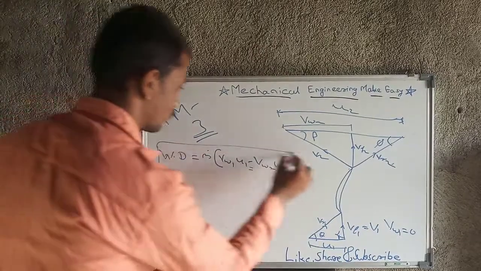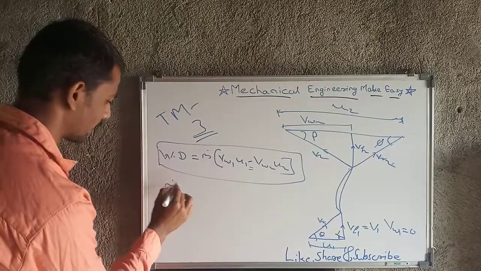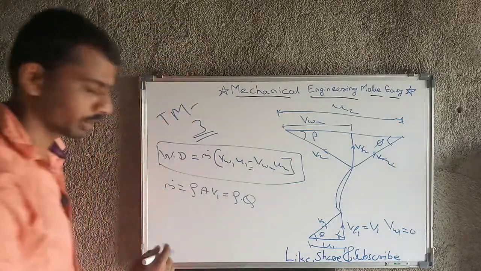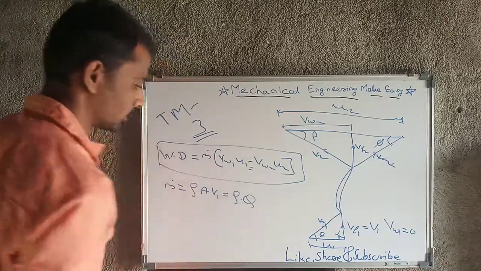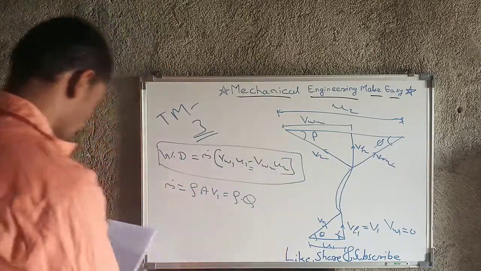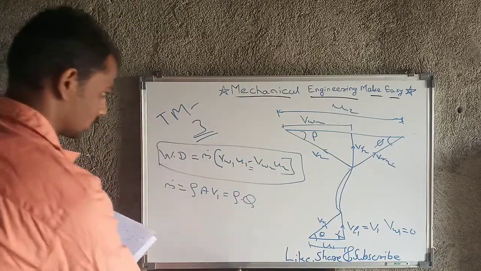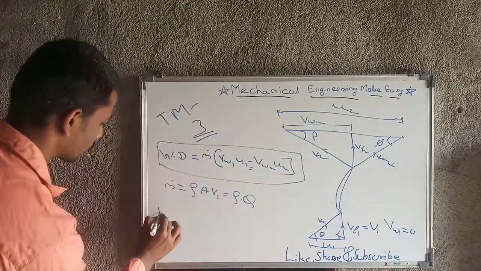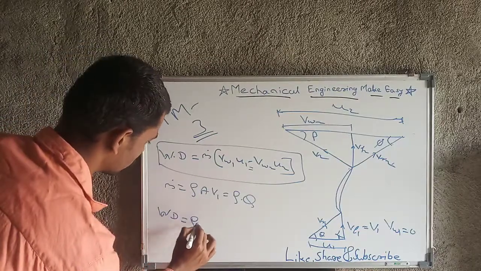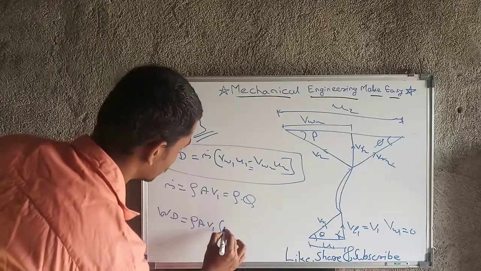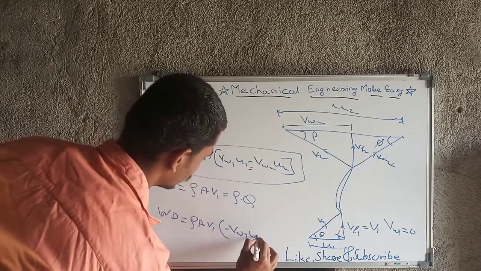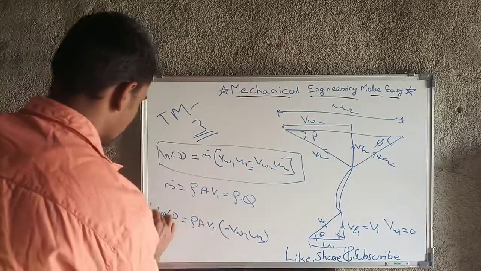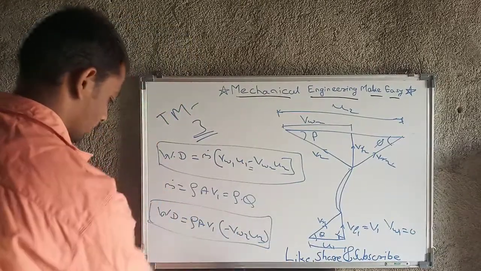So this is work done, and we know that m dot is equal to rho a v1 or rho into Q. You should know this formula also. As Vw1 is 0, work done becomes rho a v1 into minus of Vw2 U2. You can take this minus sign at the front also. This is the final expression for work done.